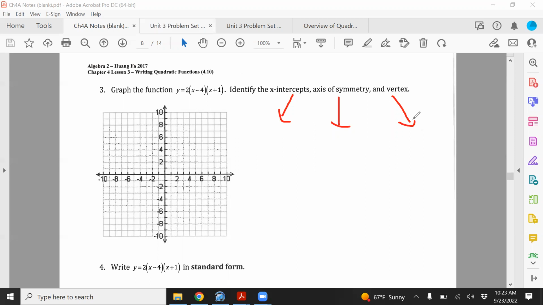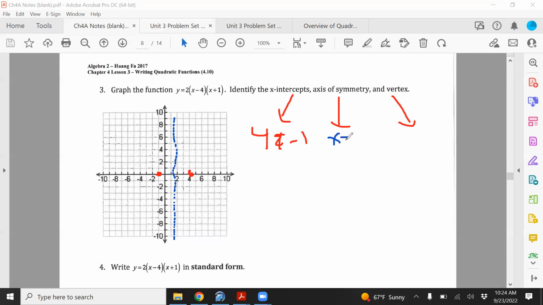The x-intercepts should be pretty easy to identify because this is intercept form. What are my x-intercepts here? 4, negative 1. It's okay. Axis of symmetry goes right through the middle. Yeah, so if you go right through the middle, I'm trying to be really steady handed here. Okay, I just kind of messed up a little bit. That's okay.